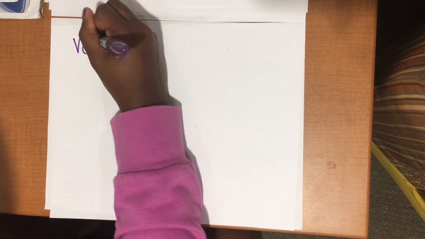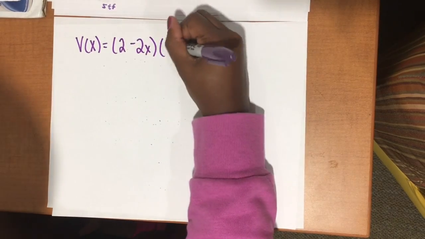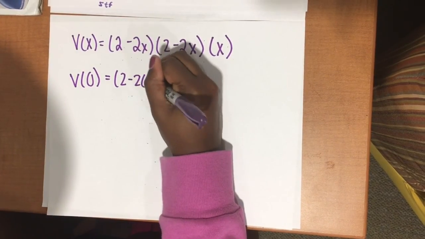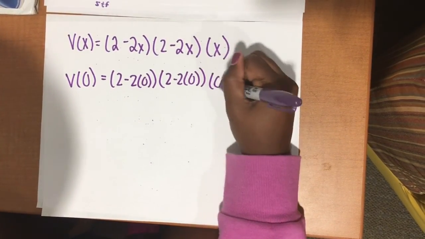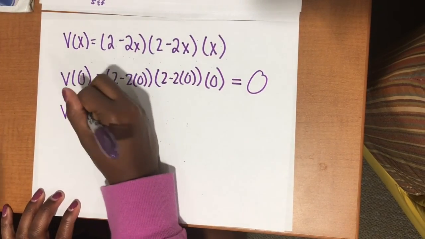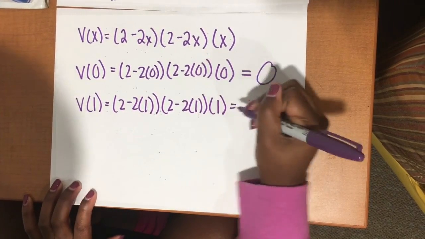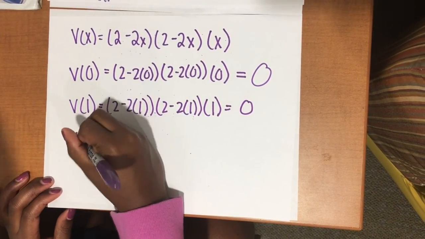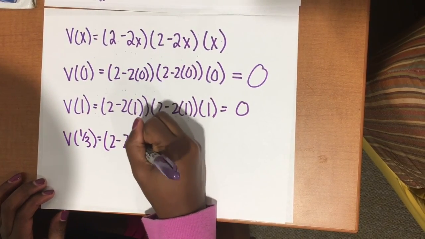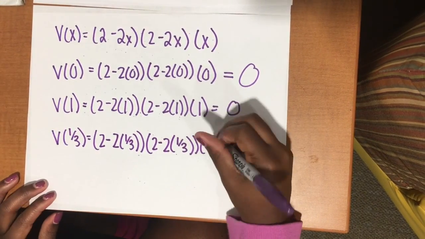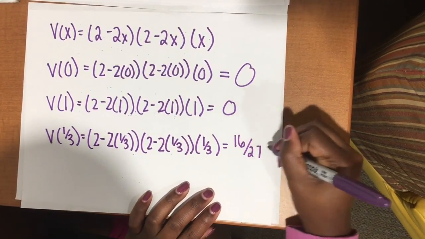So now that we have our critical values, we're going to go back to our original function and plug them in. So we have V of x equals (2 minus 2x) times (2 minus 2x) times x. And we're first going to plug in 0. And we have V of 0 equals (2 minus 2 times 0) times (2 minus 2 times 0) times 0, which of course results in 0. V of 1 equals (2 minus 2 times 1) times (2 minus 2 times 1) times 1, which again results in 0. So when we plug in V of 1/3, we get (2 minus 2 times 1/3) times (2 minus 2 times 1/3) times 1/3, which results in 16 over 27 feet cubed.